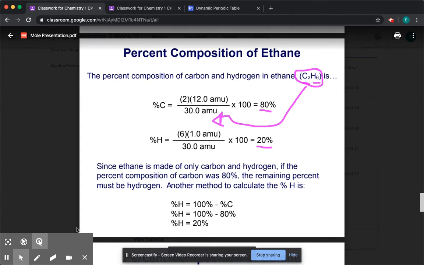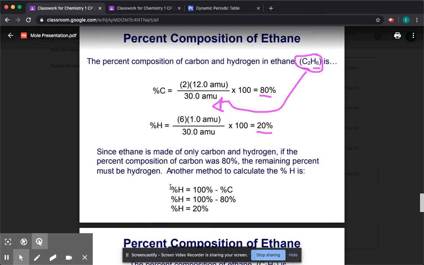The big thing to notice here is that even though you have more hydrogens than you do carbons, you have 6 hydrogens, only 2 carbons, carbon makes up more of the mass. You have fewer carbons, but each carbon weighs significantly more than the hydrogen does, okay? So you have less carbon, but it makes up most of the mass. So by mass, percentage by mass, carbon is 80% of the mass, and the hydrogen is only 20% of the mass, okay?